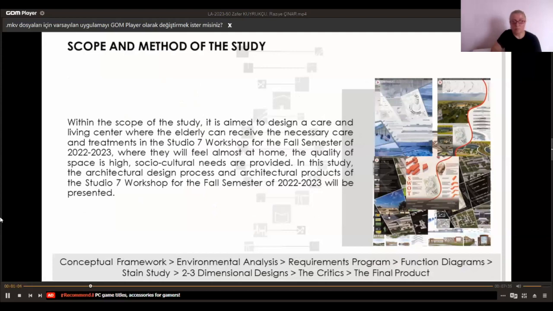Scope and method of study. Within the scope of study, it's aimed to design a care and living center where the elderly can receive the necessary care and treatment in the Studio 7 workshop. In the study, the architectural design process and architectural products of Studio 7 will be presented.